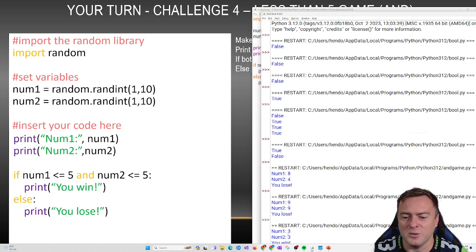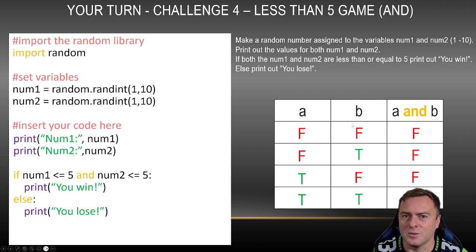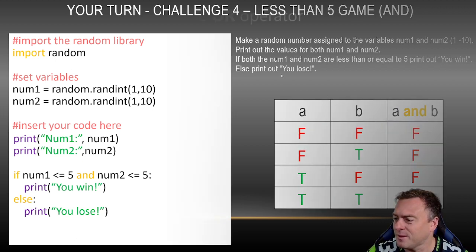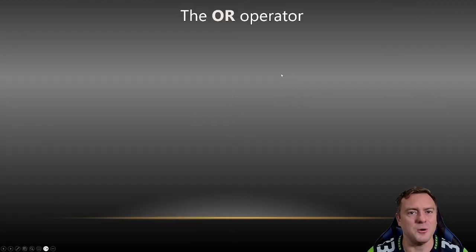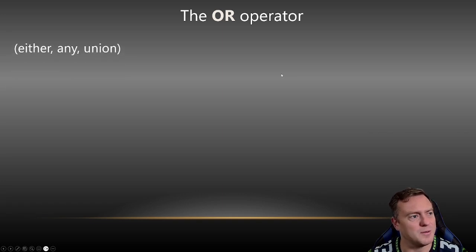So because they were both equal, I finally won because num1 was 1. So if both num1 and num2 are less than or equal to 5, you win. And then that was the condition here. So they both were less than or equal to 5. Therefore, I won. Fantastic. So hopefully that's worked there for you as well. The OR operator is next. So hopefully we picked up what that means.